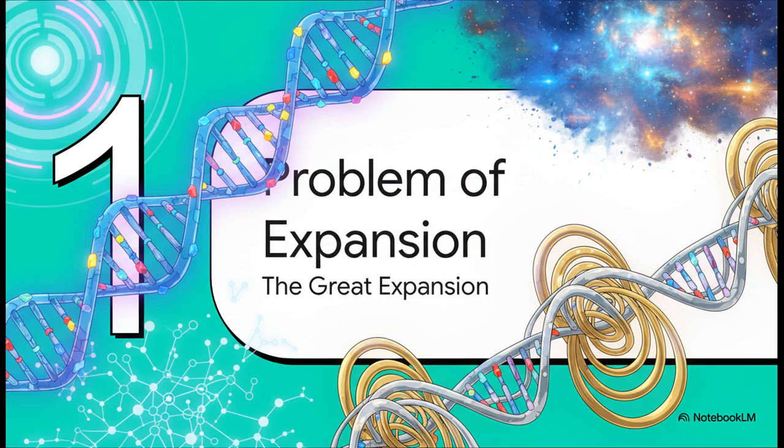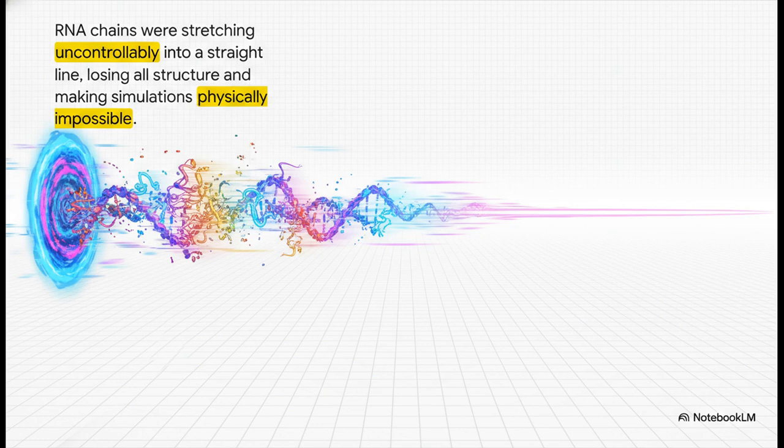So yeah, before we get to the universe collapsing, we've got to talk about what led up to it. And it all started with a fundamental challenge called the problem of expansion. Okay, so picture this. You're trying to simulate a single RNA molecule. Now, in real life, these things are incredible. They're long chains that fold up into these super complex, beautiful shapes, and that's how they do their job.